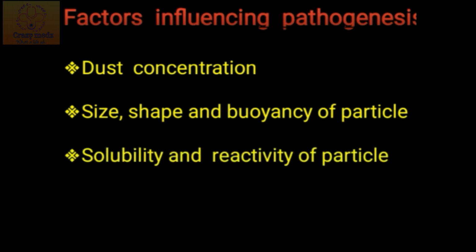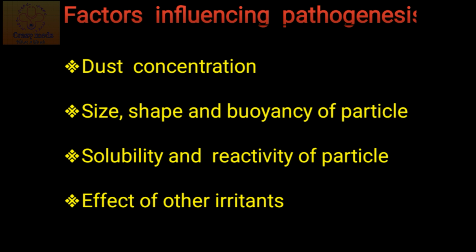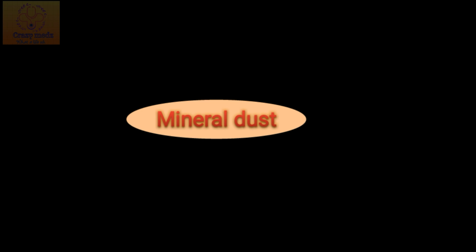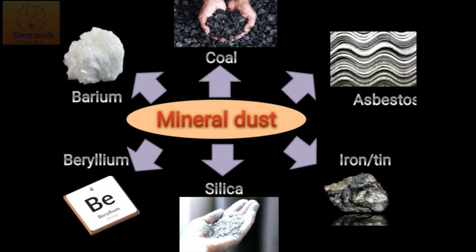And next is the solubility and reactivity of the particle. The particle which is more soluble is again more injurious, because these particles may cause acute lung injury, whereas the larger particles resist dissolution for many years and they persist within the lung parenchyma, which may later progress to fibrosis. And the effect of other irritants. The most common of these irritants is tobacco smoking. Tobacco smoke worsens the effect of all the inhaled mineral dust, which increases the pathogenesis of pneumoconiosis. The most commonly involved dusts include asbestos, coal, silica, beryllium, barium, iron or tin.